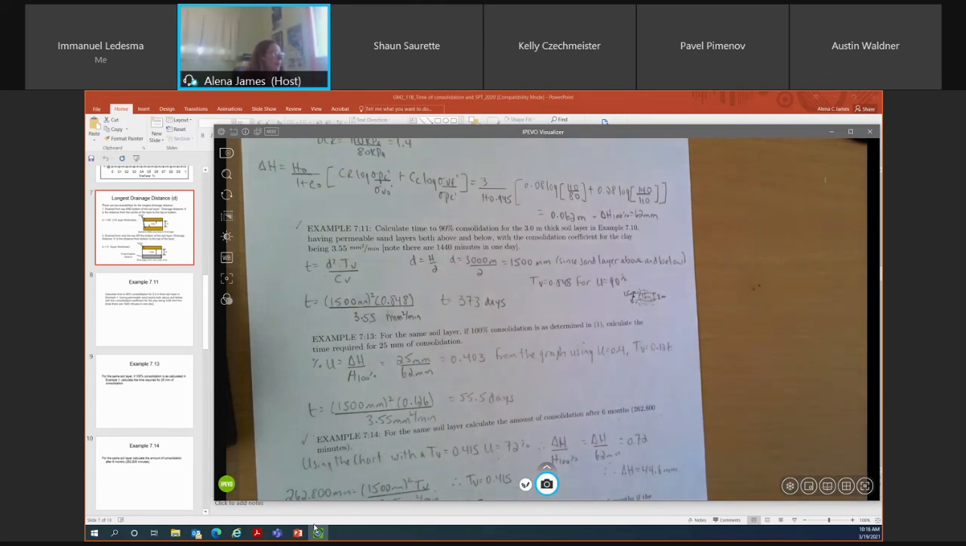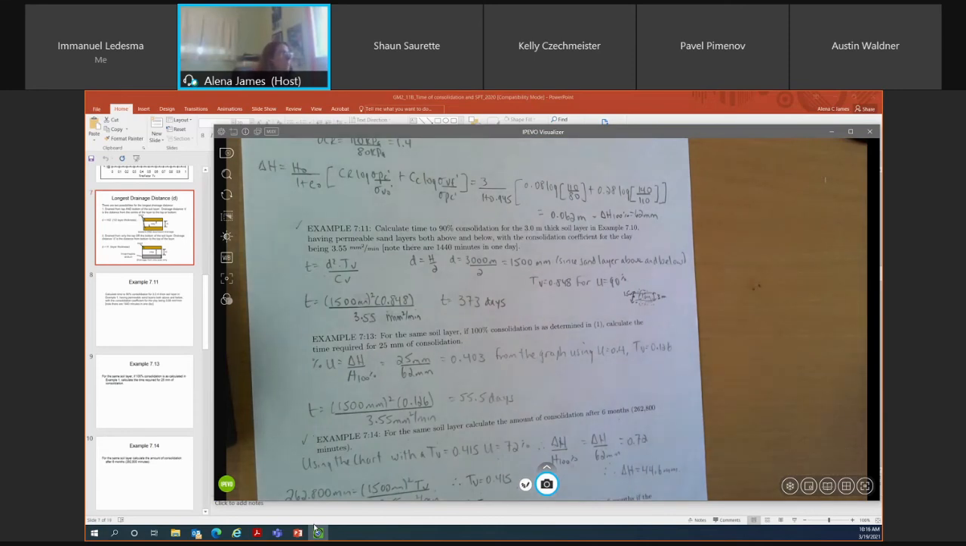If we look at example problem 7.11, it's asking you to calculate the time it takes to reach 90% consolidation for a 3-meter thick soil layer in example problem 7.10. In example problem 7.10, I believe it had a sand layer above and a sand layer beneath it. So the clay layer wasn't bound by anything impermeable. It had a permeable layer above it and a permeable layer below it. So that information was presented.